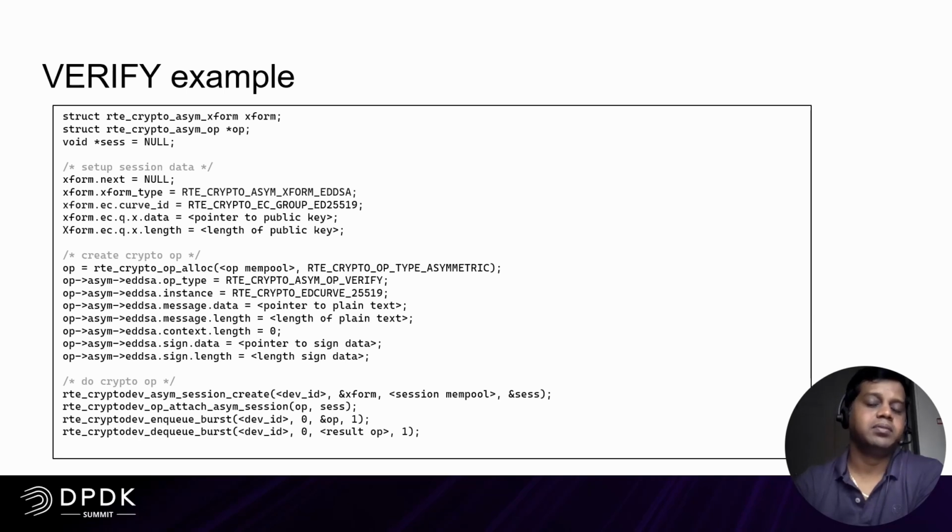Here is a similar example for verify operation. Similar steps as in sign, but some differences are here. Like in session parameter, only public key is used, and in crypto op, both plain text message and the signed data are given as the input, and curve instance is set. After enqueuing and dequeuing successfully, the signature can be valid if the status field in the result op is actually RTE_CRYPTO_OP_STATUS_SUCCESS.